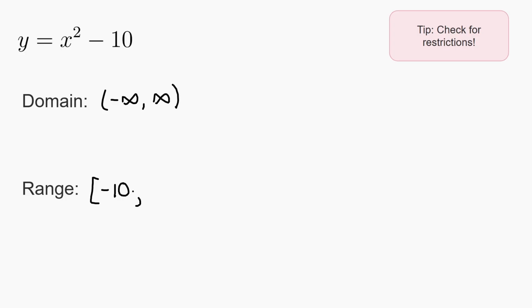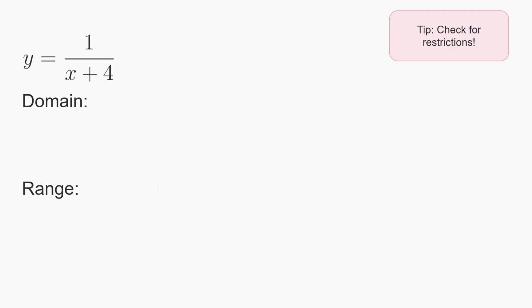What about when x is really big? Either really positive or really negative, right? That's going to get a super large value for y, and as a result, it's infinity. So our domain is negative infinity to infinity, and our range is negative 10 to infinity.